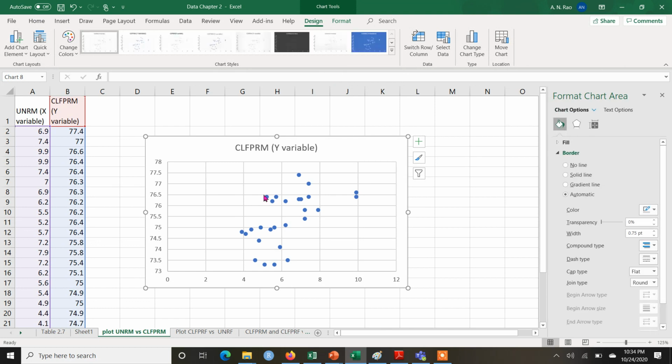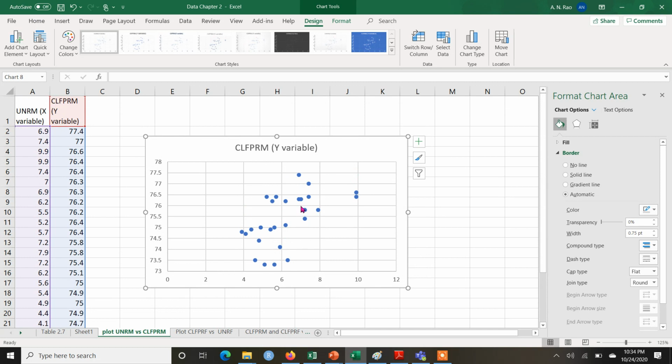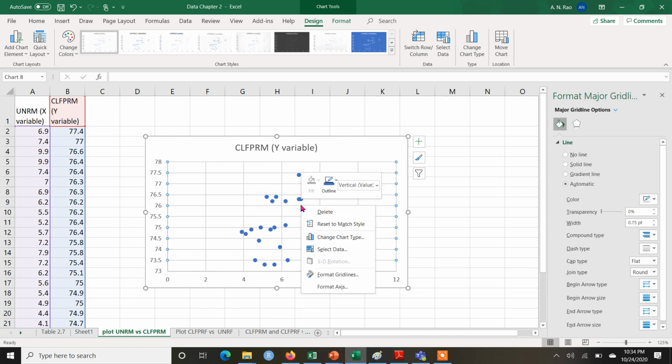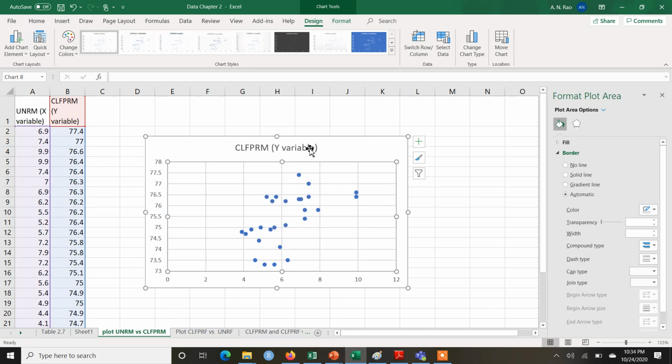So I click here, and you can see by confirming the data selection range that the full data that's available here is selected here. By the way, if you want to sometimes change the data, for example, if you want to make a plot for the first few observations, then you can always right click on the chart and click on select data, and you can modify the data range as well. For now the data range is correct.